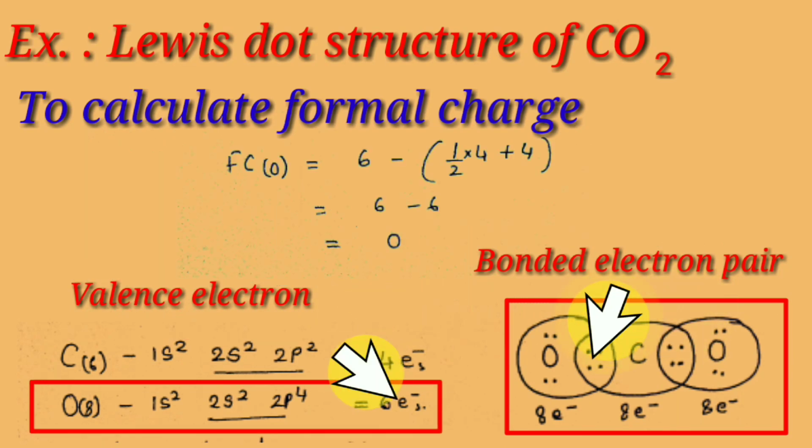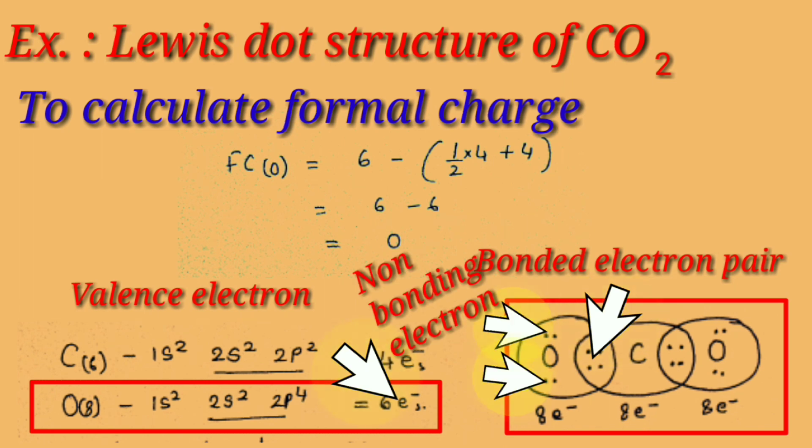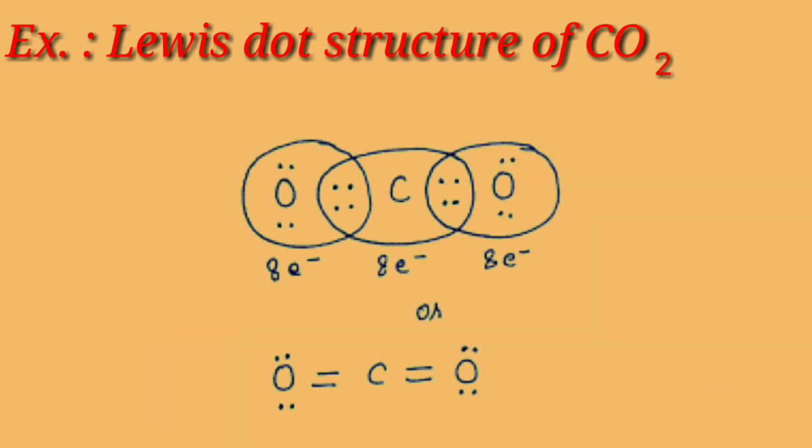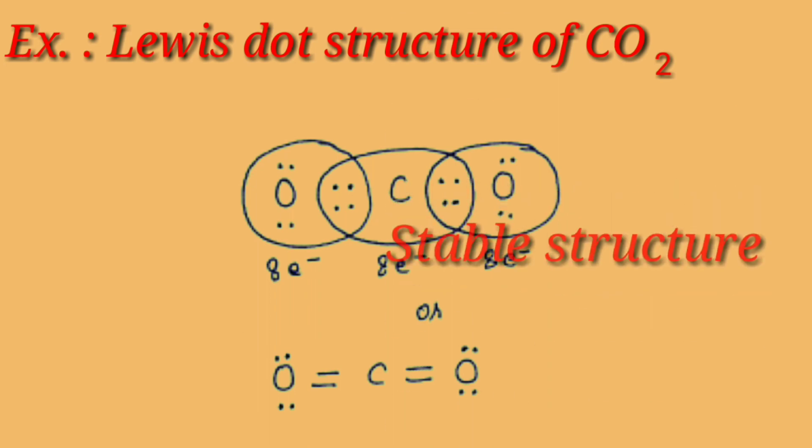On the other hand, formal charge of oxygen: number of valence electrons of oxygen is 6. So 6 minus, in bracket, 1/2 of bonding electrons, which is 4, plus non-bonding electrons, which is 4. On substituting the values, we get 6 minus in bracket 1/2 of 4 plus 4, which is equal to 6 minus 6, which is equal to 0. So we can say that the structure of carbon dioxide is a stable one.